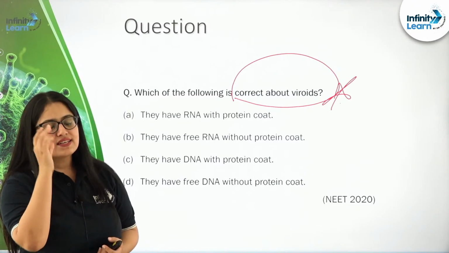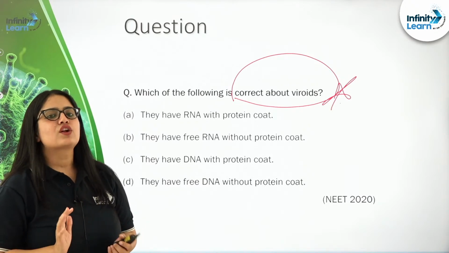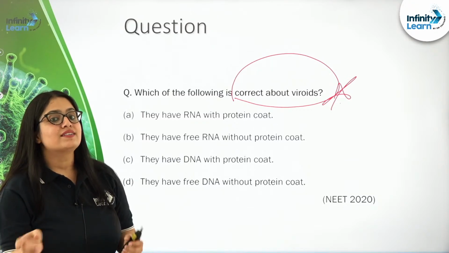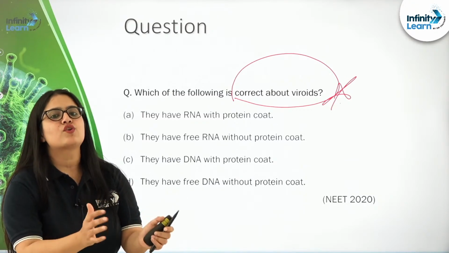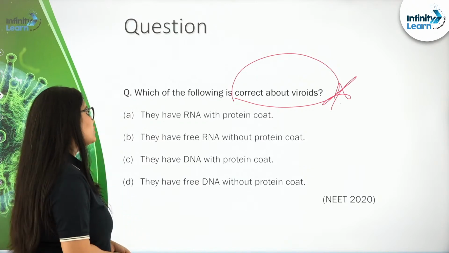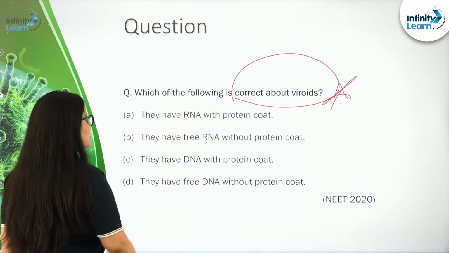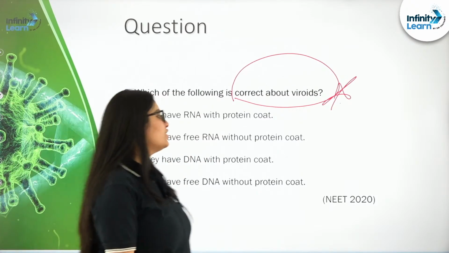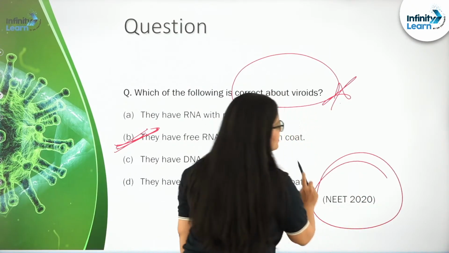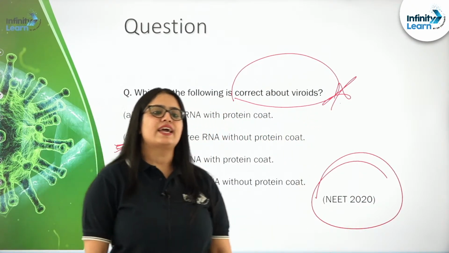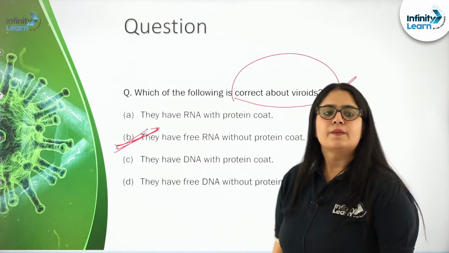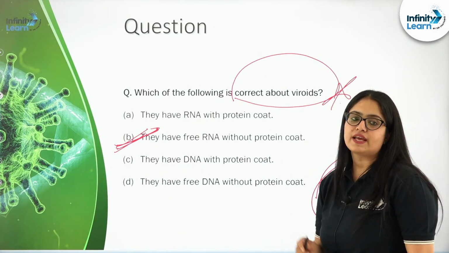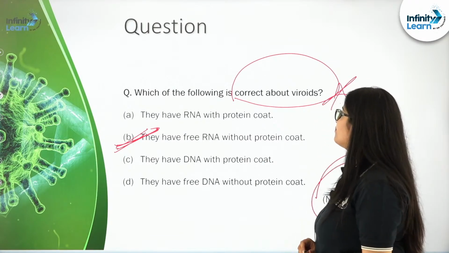Remember, in viruses the genetic material is enclosed by a protein coat, but when it comes to viroids, they are free RNA particles and these RNA particles are not enclosed by any proteinaceous structure. So the right answer is they have free RNA without protein coat, and this was asked very recently in NEET 2020. Excellent. Nayan, please remember this concept from now, okay? And I'm pretty sure you will not make this mistake ever again in the future.